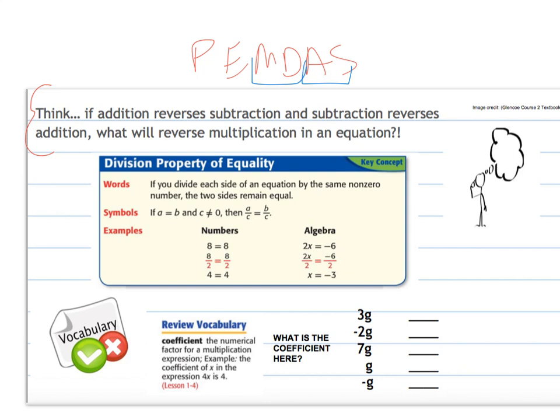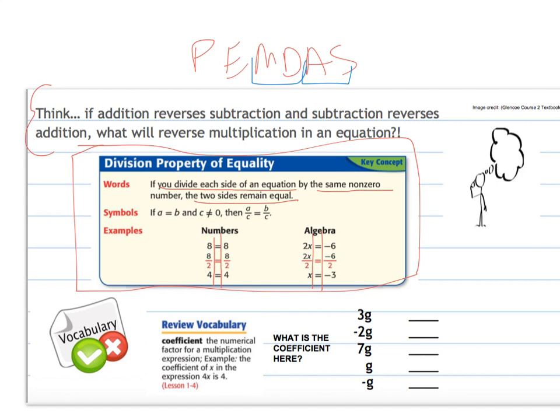So the process of solving a multiplication equation goes along with the division property of equality. Because you need a division to solve a multiplication equation, and that is similar to the properties of equality for addition and subtraction, where it says that if you divide each side of an equation by the same non-zero number, because you cannot divide by 0, then the two sides remain equal. So again, it's that process of keeping both sides in check by doing the same thing to either side.